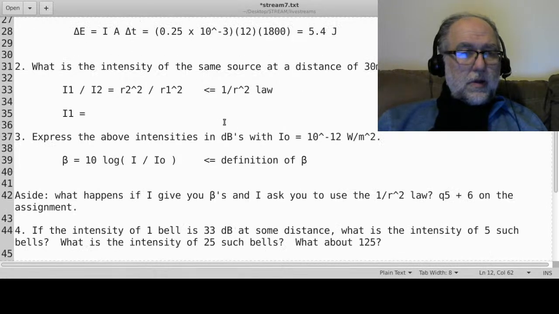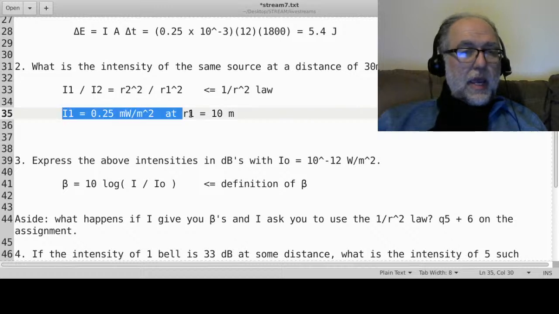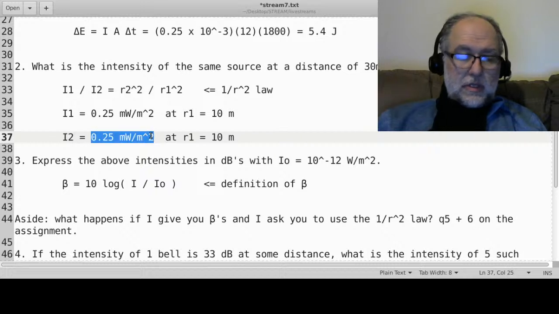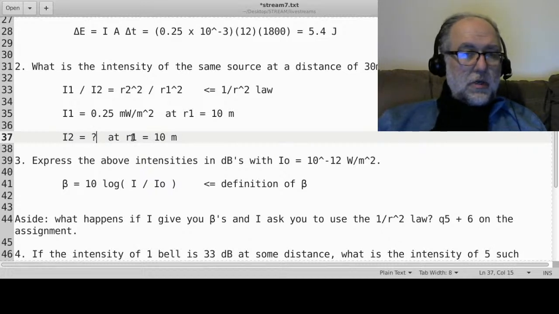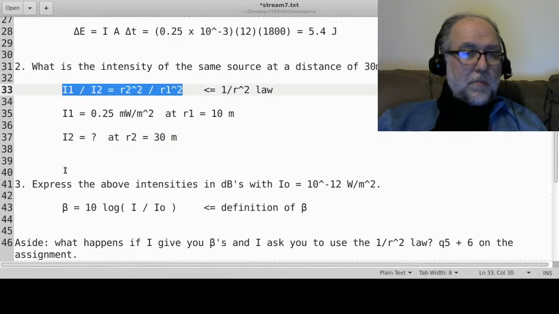Okay, we'll have that intensity there at R1, which is 10 meters. And we want to calculate what is I2. We don't know that because that's what I'm asking for, at R2, which is 30 meters, like that. Okay. And then it's just a matter of plugging into this formula right here.